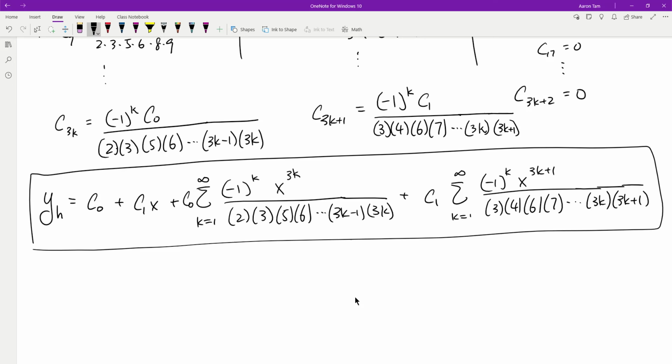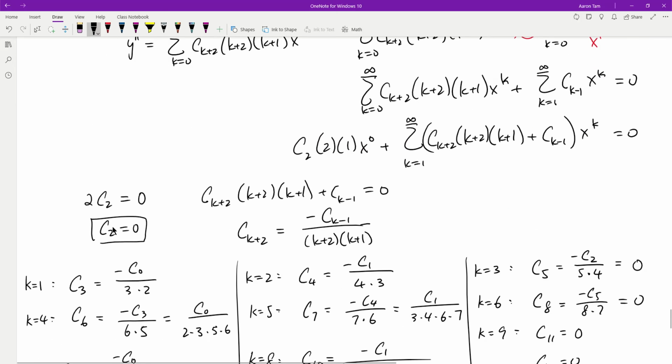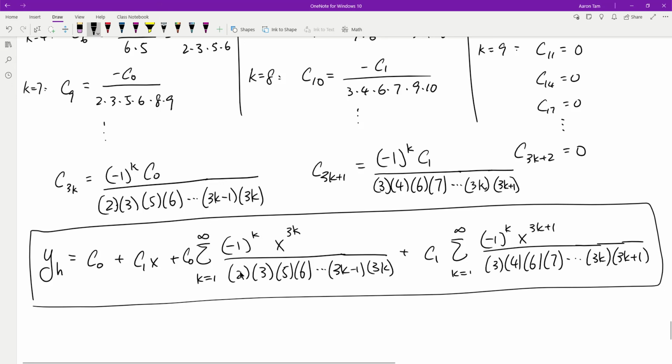Hopefully that wasn't too bad. It's interesting to note that it actually formed 3 separate patterns in this case, where one of them just goes away, which means we wind up having just two undetermined coefficients, c sub 0 and c sub 1, which can now be determined by the initial conditions.